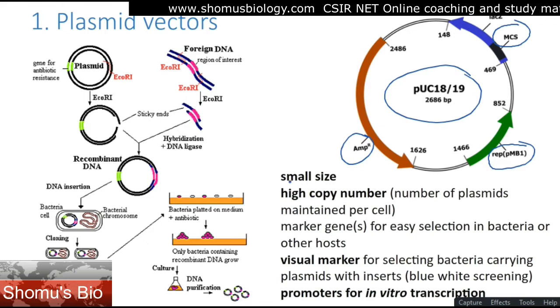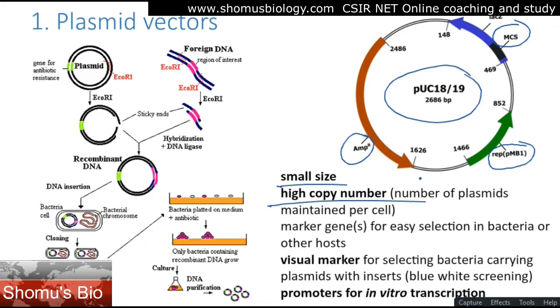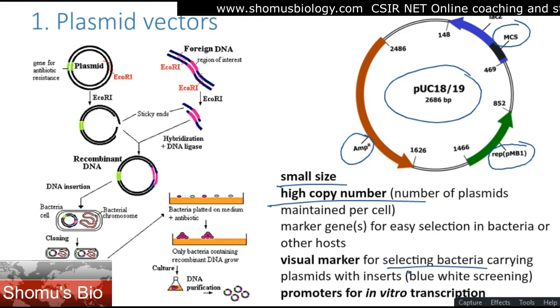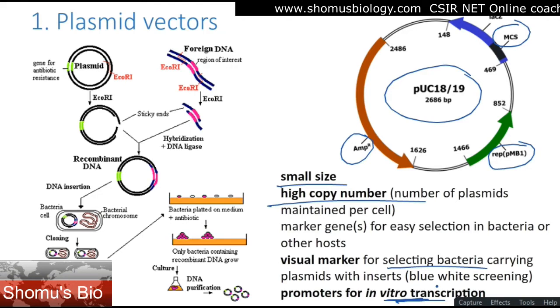A plasmid's benefits are small size and high copy number. The number of plasmids that can be maintained inside the cell is huge. They also have visual markers for selecting the bacteria carrying the plasmid with the insert, and promoters for in vitro transcription are also possible, because, as I said, the process of cloning always works keeping one idea in mind, that is the translation of those genes into the product, and that is really, really important.